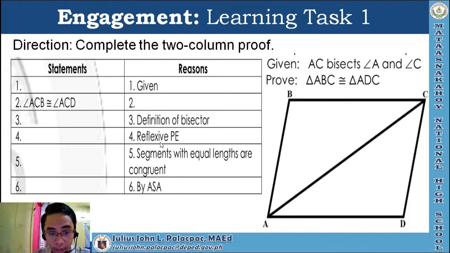Sa reflexive property naman, number 4, AC is equal to AC. Diba? And then number 5, dahil equal sila, line segment AC is congruent on line segment AC. Segments with equal lengths are congruent. Diba? We have angle, side, angle, so ASA congruence postulate.